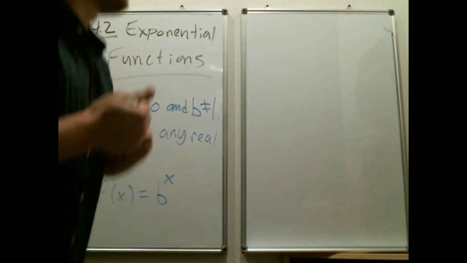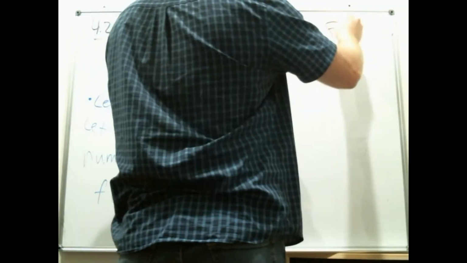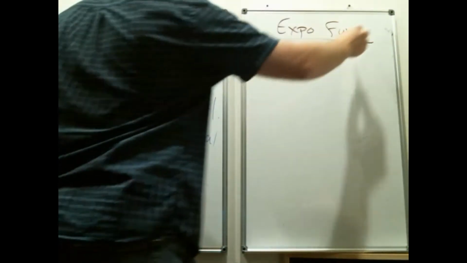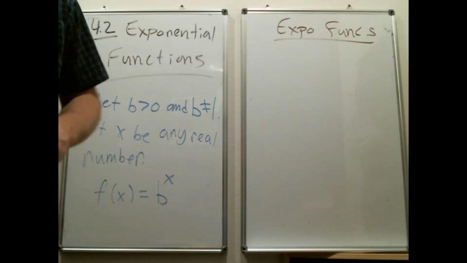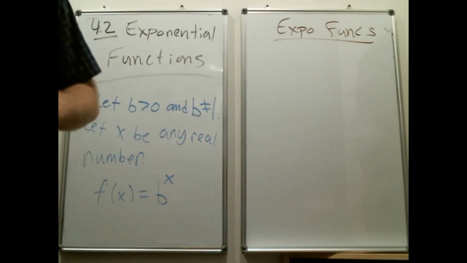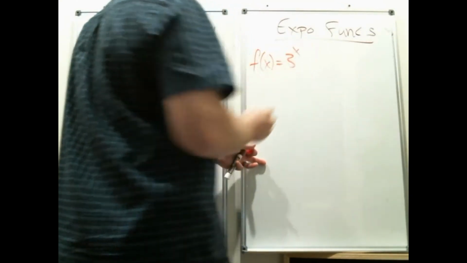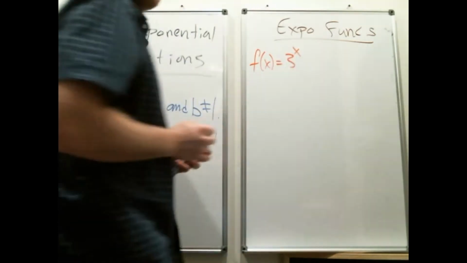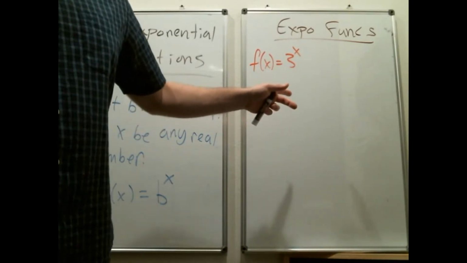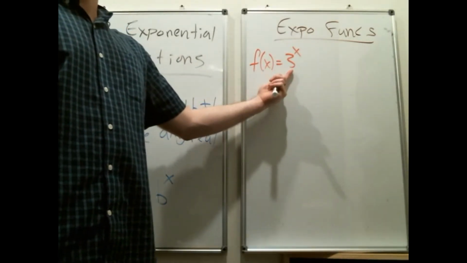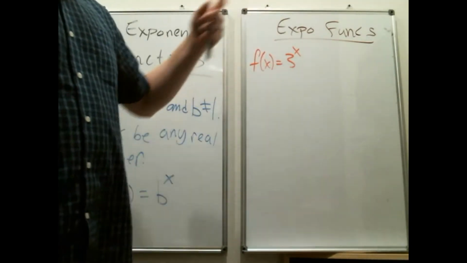So let's label it. I'm going to abbreviate and just say expo funcs. I'll do some exponential functions here, and I'll do some not exponential functions. The first one is a pretty common case that we'll see a lot: 3 raised to the x power. You have a constant real number as your base, which is 3, and it's greater than 0 and it's not equal to 1. And then your variable is your exponent.